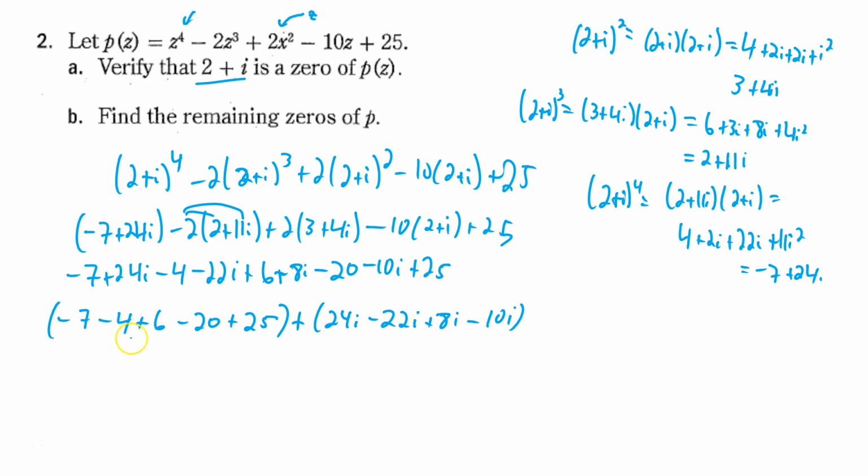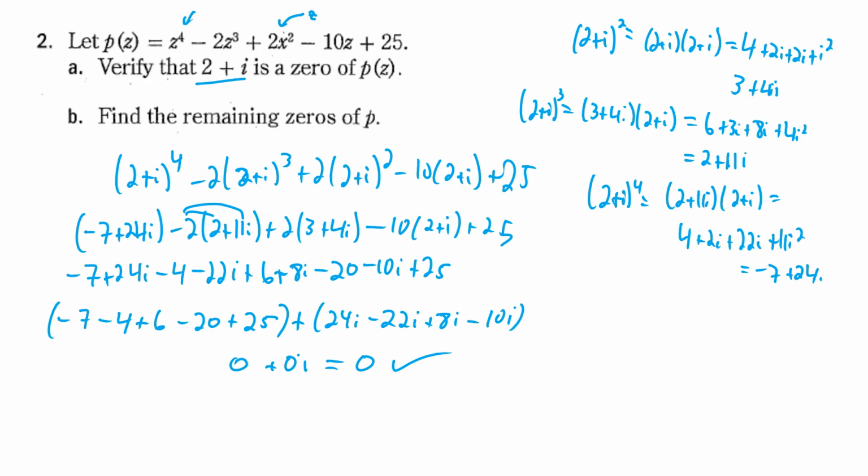Let's see. Negative 7 minus 4 is negative 11. Plus 6 is negative 5. Minus 20 is negative 25. Plus 25 is 0. 24i minus 22i is 2i. 2i plus 8i is 10i. Minus 10i makes 0i. So we have 0 plus 0i, which is 0. So we have proved that 2 plus i is indeed a 0. That was a lot of work, but it all paid off, and we ended up getting 0.